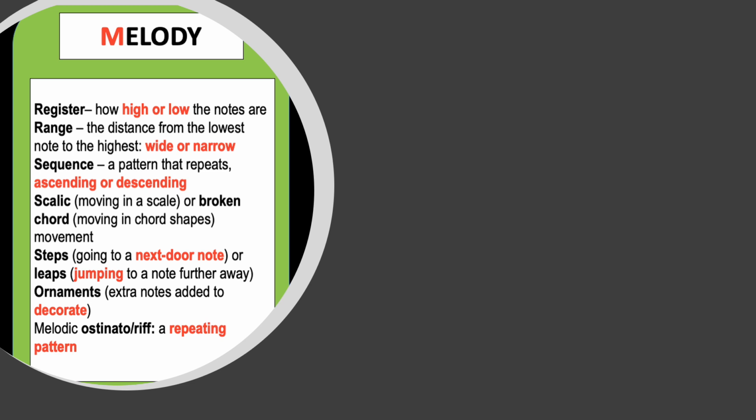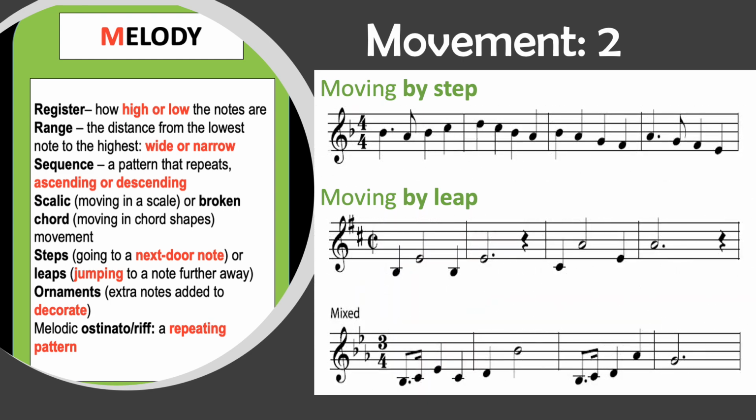Next, when we're thinking about the movement of notes, we can identify whether the notes are moving by step or by leap. When they're moving by step, they're just going up or down by one note, moving to a next door neighbour note. If they're moving by leap, they're moving further than that, so you're actually jumping over notes to get from one to the next. Most melodies are a mixture of step and leap.